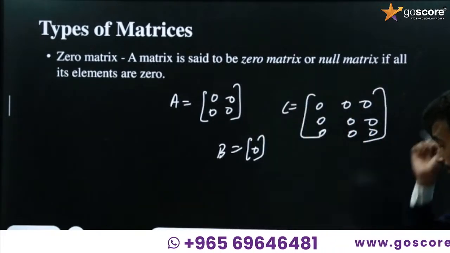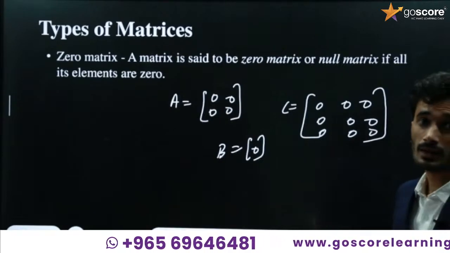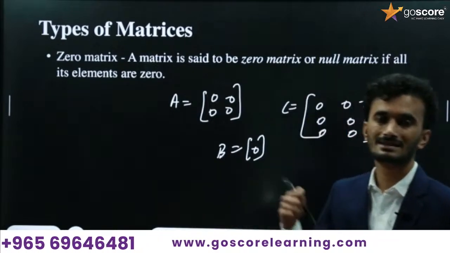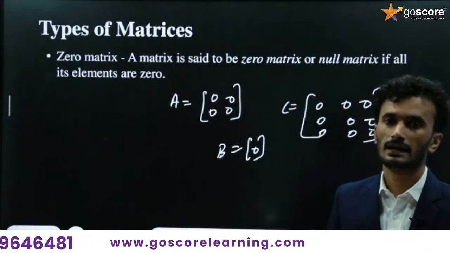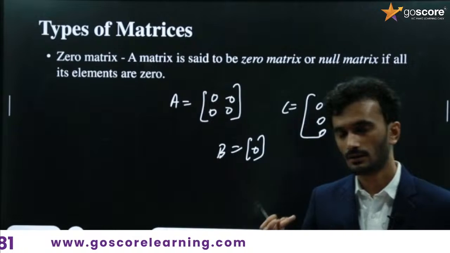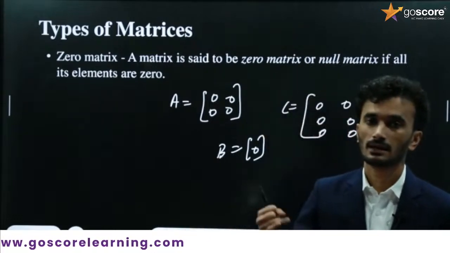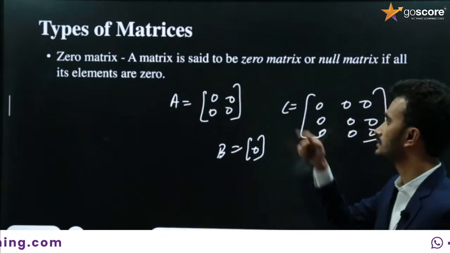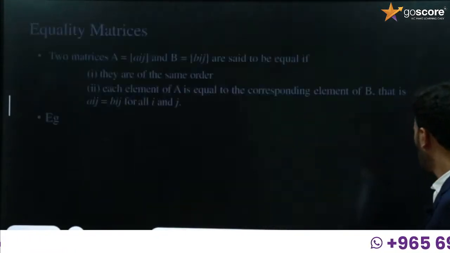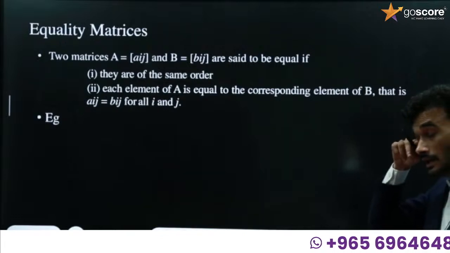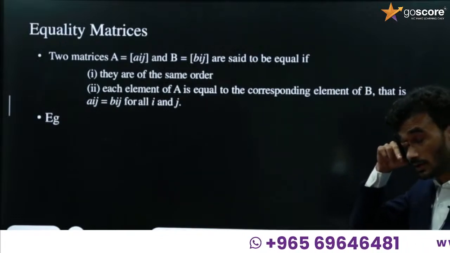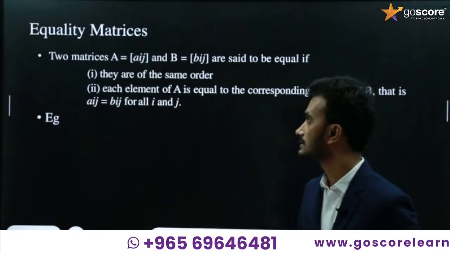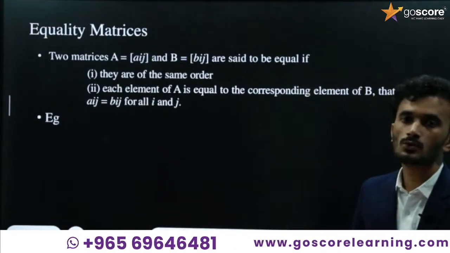Okay, I think all of you understand this concept. Types of matrices: we discussed first column matrix, then row matrix, then square matrix, diagonal matrix, scalar matrix, identity matrix, and last one, zero matrix. Then equality of matrices. What do you mean by equality of matrices? So two matrices.